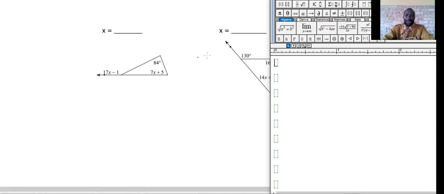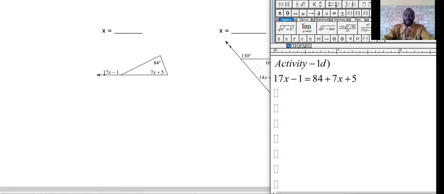All right, so when we look at this diagram here, we see that the opposite angle is 17x minus 1. We would like to call this activity 1 part 4, which in this case is going to be part D. So we say this opposite exterior angle, 17x minus 1, must be equal to the sum of 84 degrees and 7x plus 5 degrees.